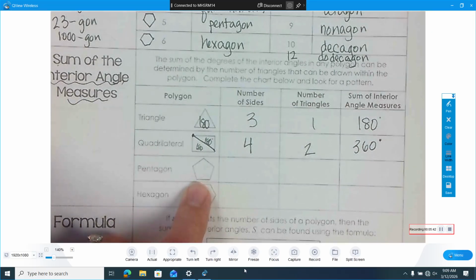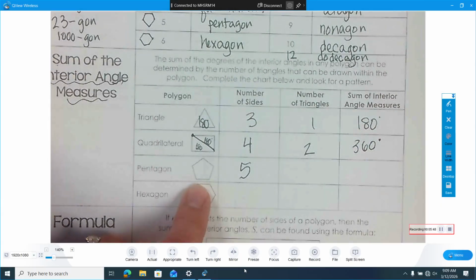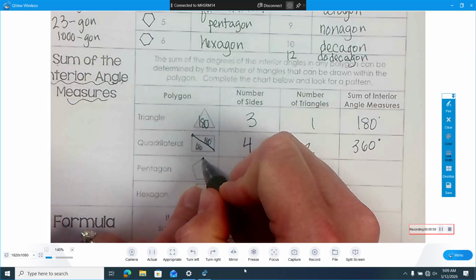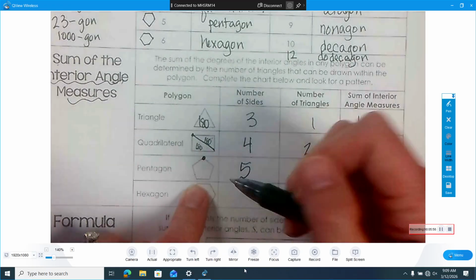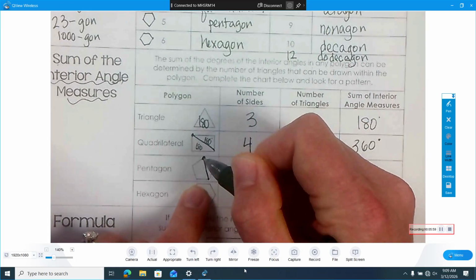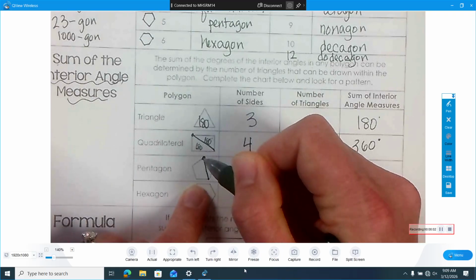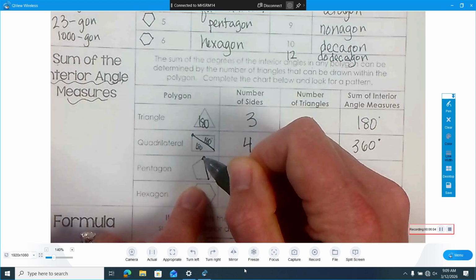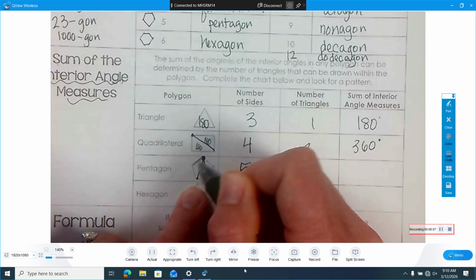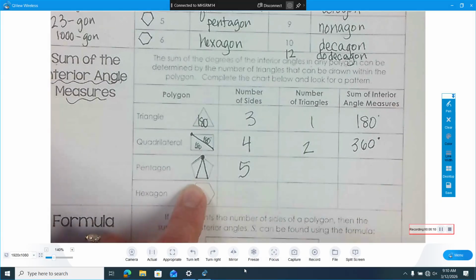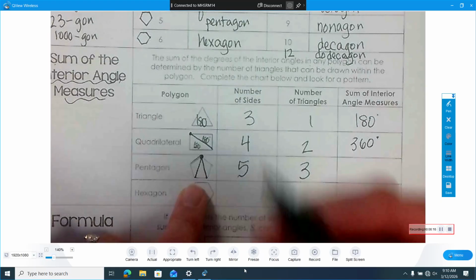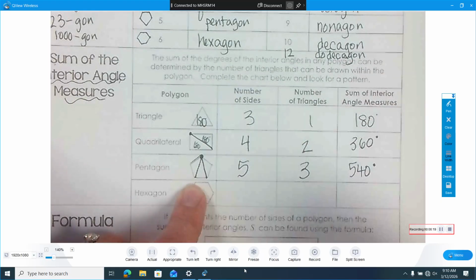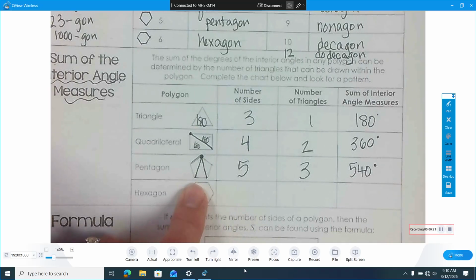So let's look at a pentagon. How many sides does a pentagon have? 5. I want to figure out how many triangles are in that pentagon, so I'm going to pick one vertex. How many diagonals can I draw? I can't draw the first one, that's a side. Here's one diagonal. Here's another diagonal, and the last one is a side, so that doesn't count. So how many triangles are in there? 3. Each one of those has 180 degrees. What's the total? 540. Very good. 180 plus 180 plus 180 is 540.